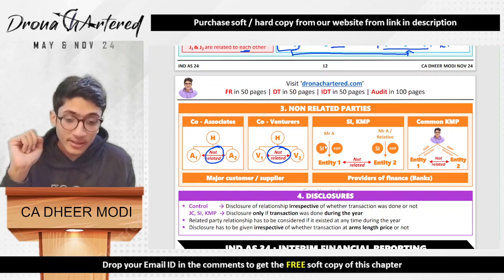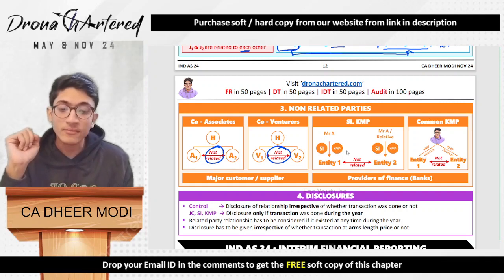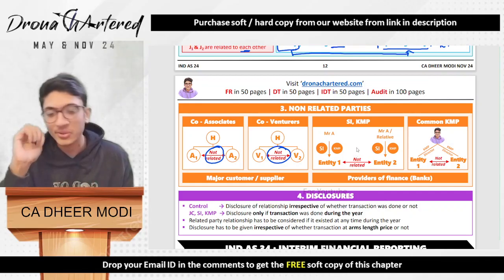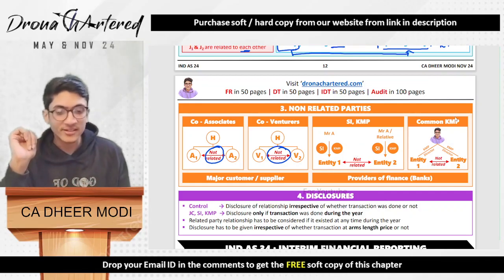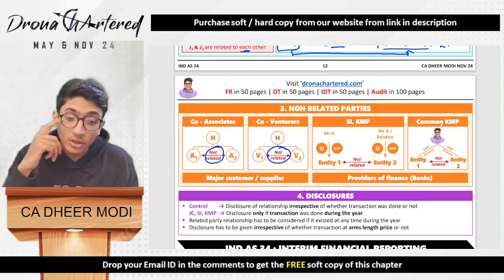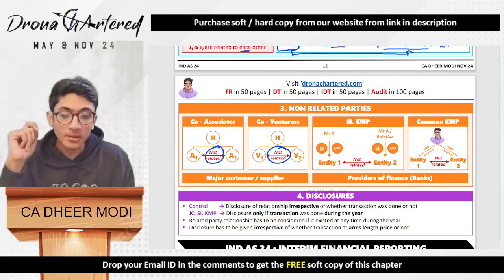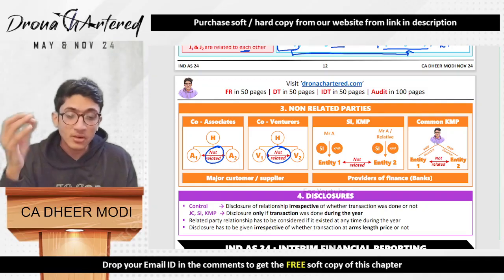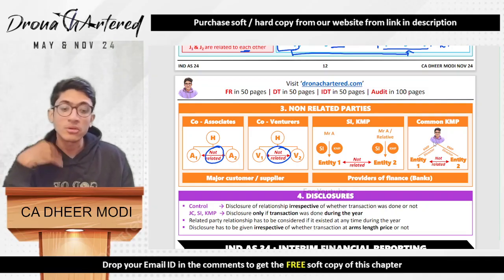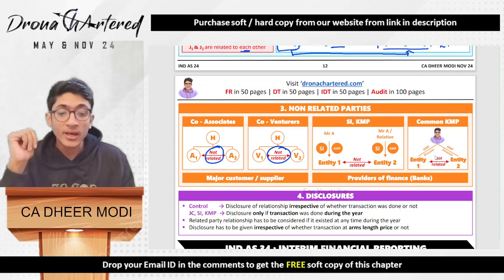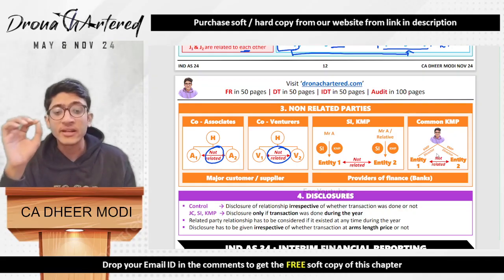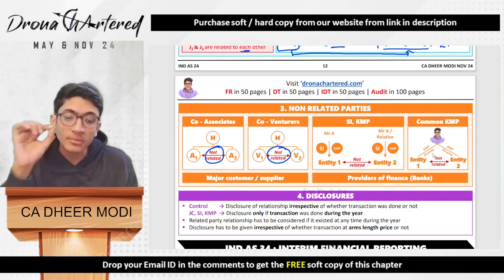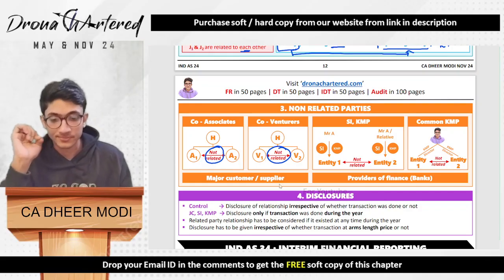So basically, if a person has significant influence in one place and significant influence in other place, entity 1 and entity 2 will not be related to each other. So I've answered the question that I asked you earlier. Next is your common KMP. That means if one person, say for example me, I am a KMP or a director in entity 1 and I'm also a KMP or director in entity 2, in such a case, does this make entity 1 and entity 2 related to each other? Answer is no. Entity 1 and entity 2 do not become related to each other.